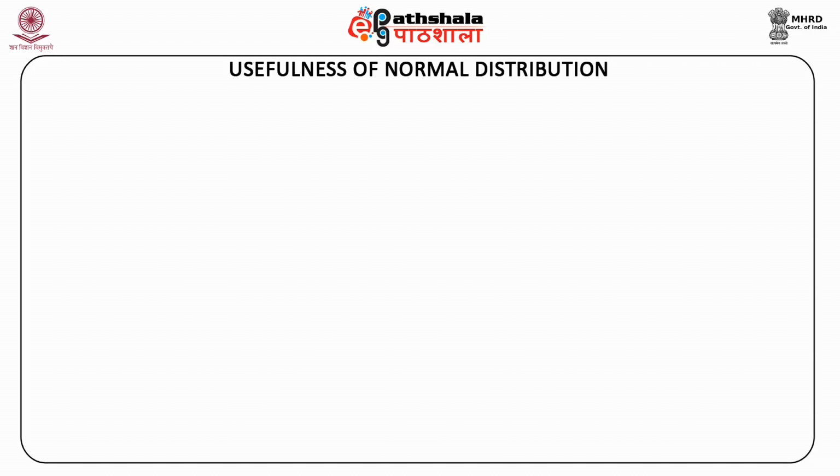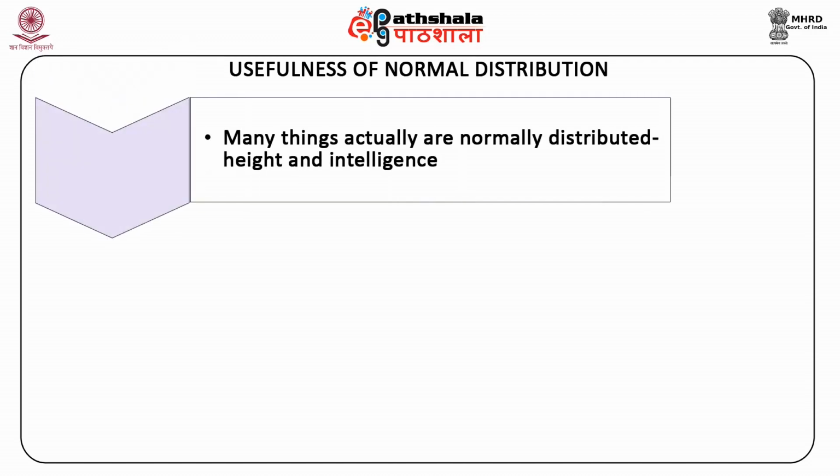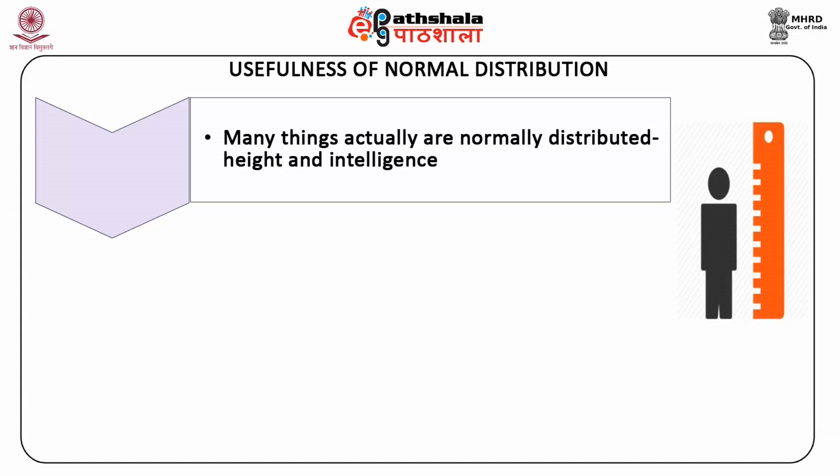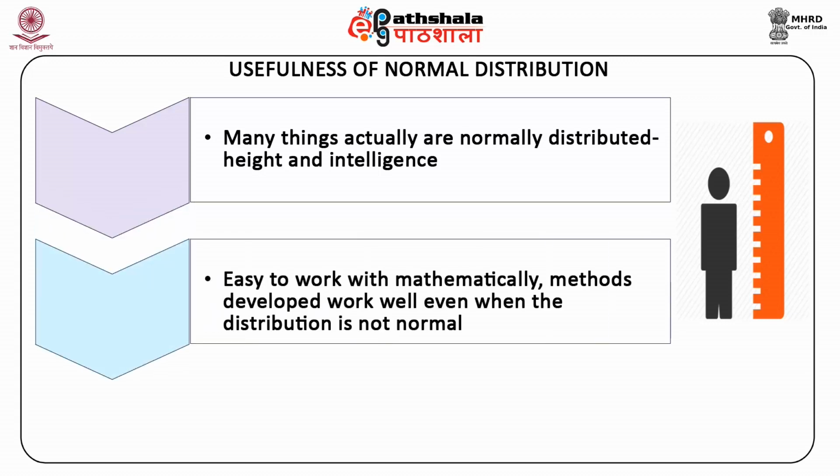Further, moving on to why the normal distribution is useful. Many things actually are normally distributed or very close to it. For example, height and intelligence are approximately normally distributed. Measurement errors also often have a normal distribution. The normal distribution is easy to work with mathematically.